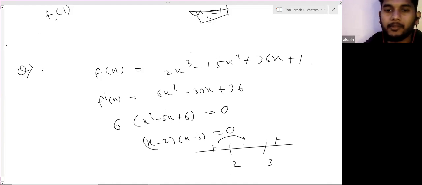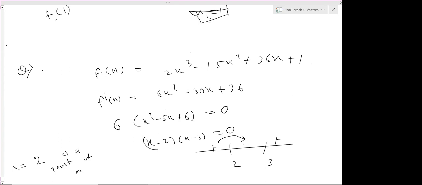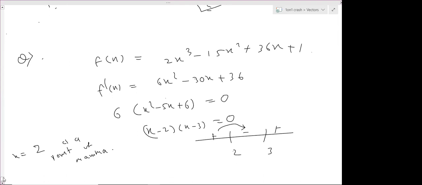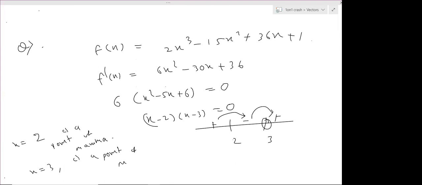So if this happens from positive to negative, then x equals 2 is a point of maxima, positive to negative, right? And x equals 3. At x equals 3, sign changes from negative to positive, so it is a point of minimum.